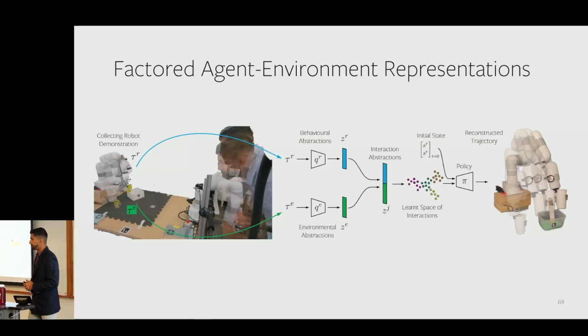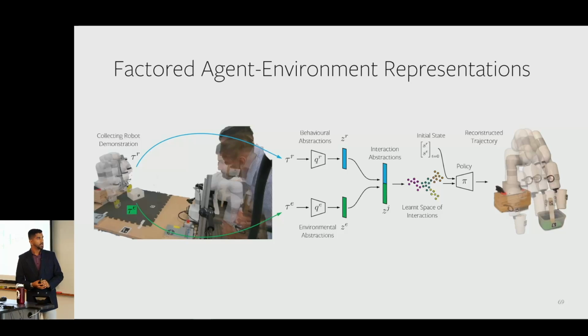Can you say one more time, what's tau R and what's tau E? Tau R is essentially a trajectory of the robot. So it is specifically represented as joint states over time of the robot alone. Tau E is the 6D position and orientation of each object concatenated with each other over time. Does that make sense? Perfect.